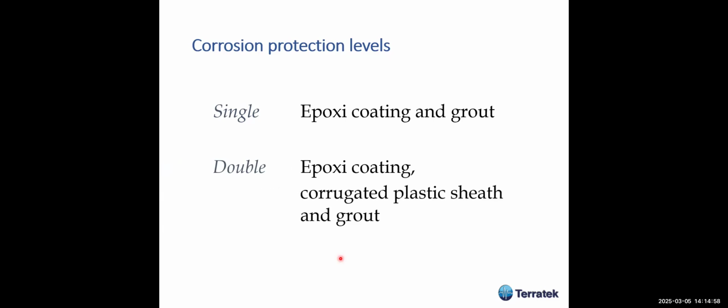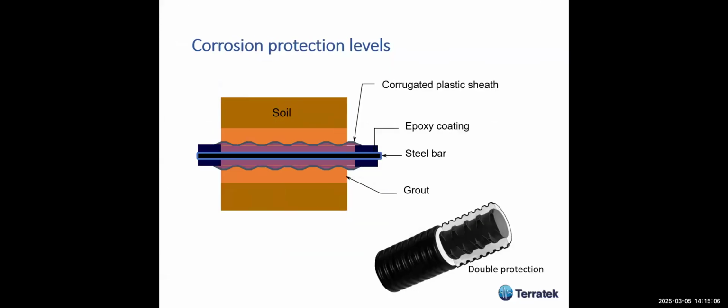So, corrosion protection levels. Most standards have at least 2 or 3. Single is epoxy coating and grout. I'm going to show you some examples. And double is when you have epoxy coating, corrugated plastic sheath, and grout. This is much better. And how does it work?